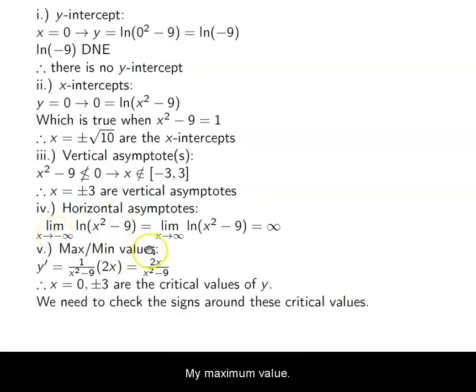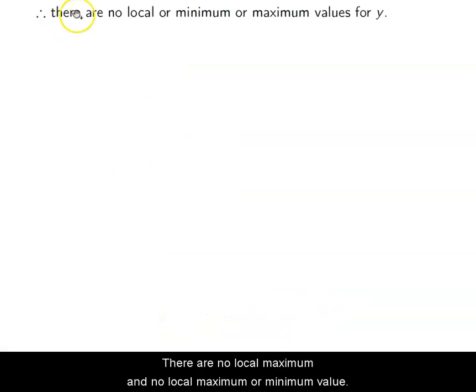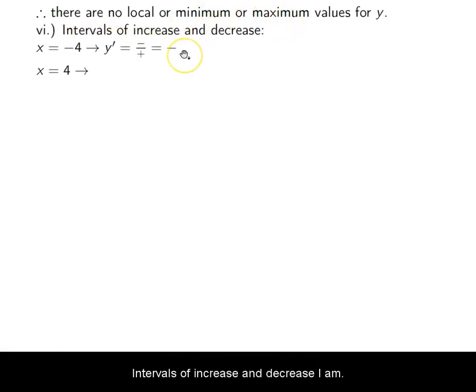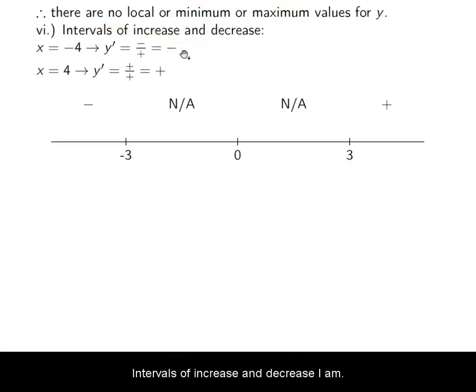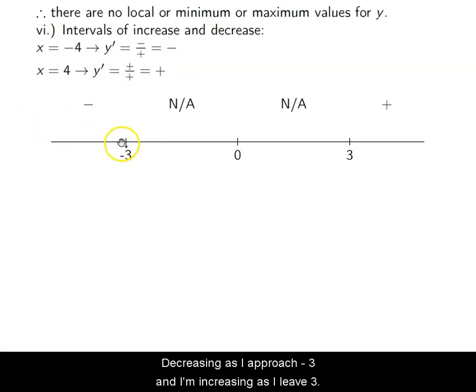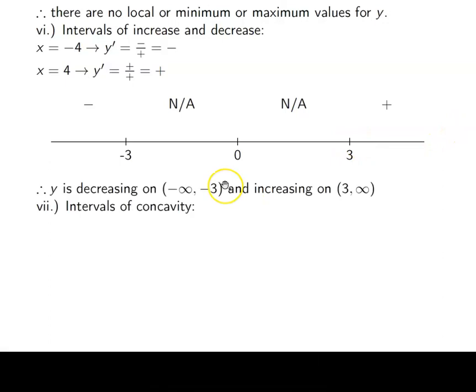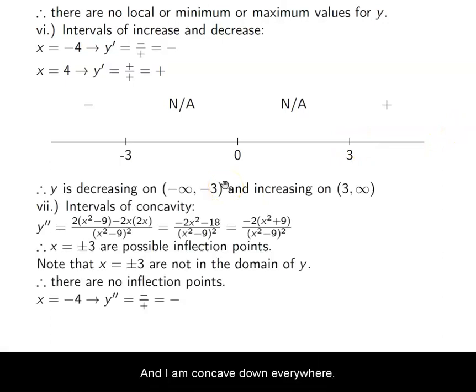My maximum values, I don't have any maximum values, okay? So here there are no local maximum or minimum values. Intervals of increase and decrease, I am decreasing as I approach negative 3, and I'm increasing as I leave 3. And I am concave down everywhere, right?